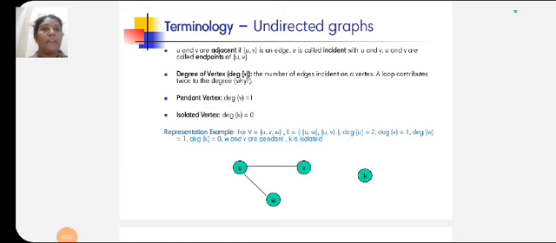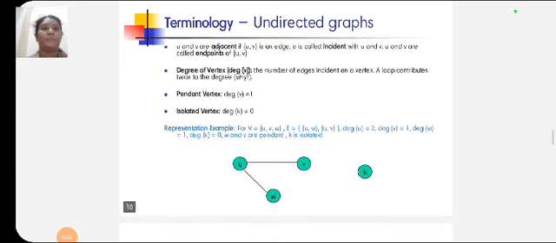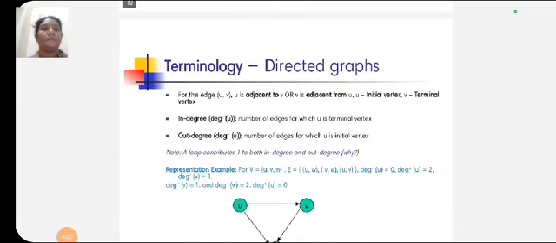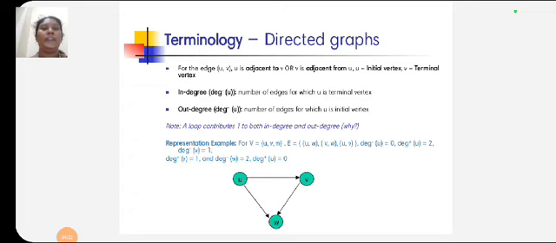So here we have an example. So we have 4 vertices and 2 edges. So here the degree of U is 2 and degree of V and W are 1. So they are said to be pendant vertices, and degree of K is 0. So it is said to be an isolated vertex. Next, terminologies for directed graphs.